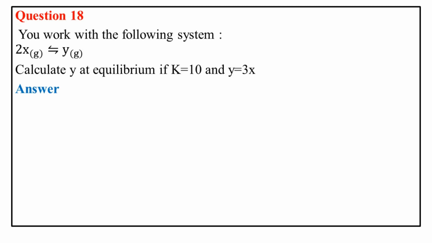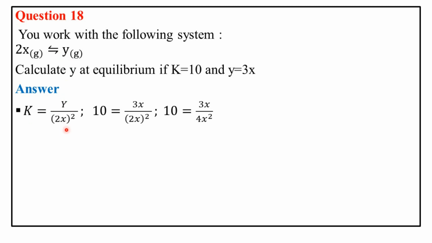So question number 18, they are saying you work with the following system. You have 2x gas, which gives y gas. Calculate y at equilibrium if k is equal to 10 and y is equal to 3x. So here it's only to do the mathematical expression. That means k will be equal to y, which is the product, dividing with the reactant x raised to the power of its stoichiometric coefficient. So the k was given, k is 10, and y is equal to 3x. Here we also have 2x squared, so 10 equals 3x over 4x squared.